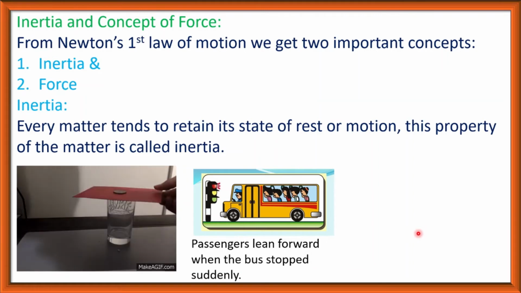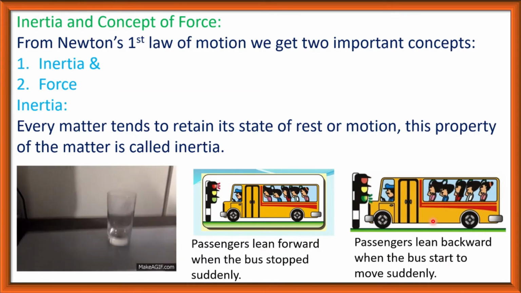Here, passengers lean forward when the bus stops suddenly, because when the bus is in motion, everything inside the bus is in motion. So passengers and bus are in motion. When the bus stops suddenly, the lower part of the passenger attached to the bus is at rest with the bus, but the upper part of the passenger is still in motion, and due to this motion the passenger leans forward. This happens due to the inertia of motion.